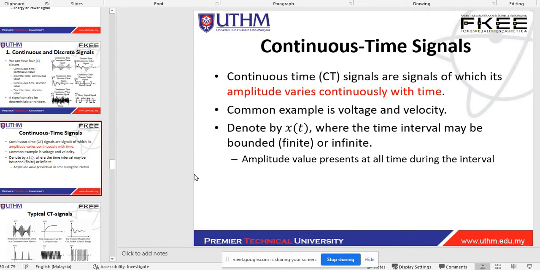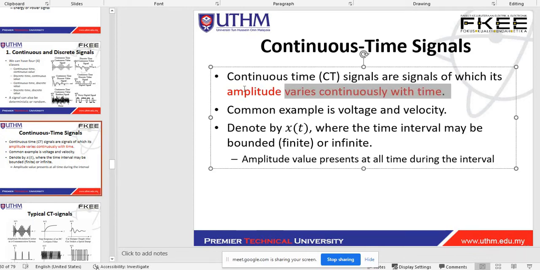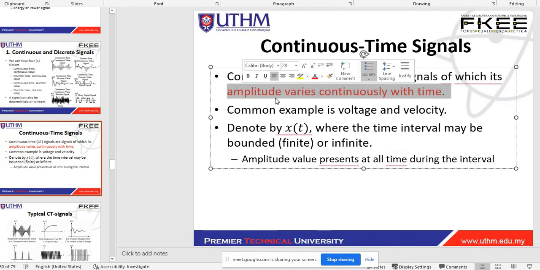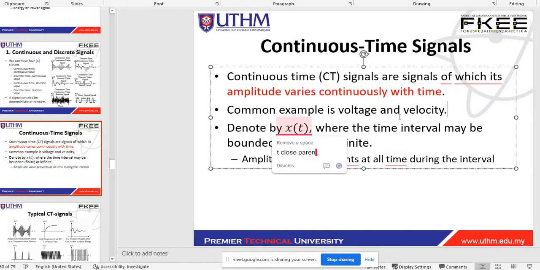Next is the continuous time signal. A continuous time signal means that the amplitude varies continuously with time. You need to know that continuous time means the amplitude varies continuously with time. For example, voltage and velocity, denoted by x(t). Continuous time is x(t). The short form is CT, and normally we write it as x(t).